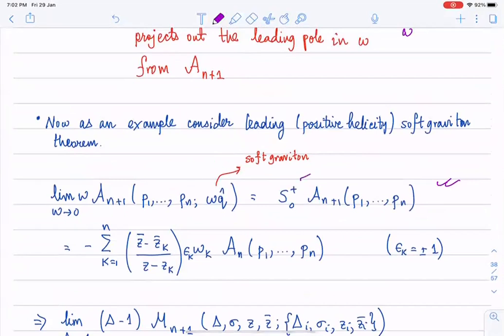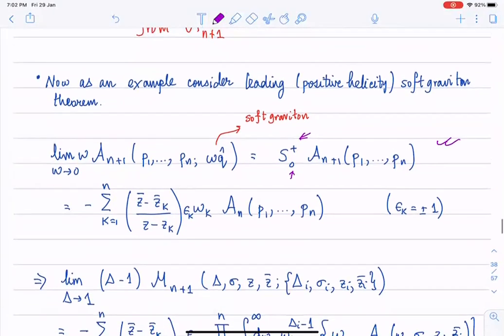So in this case, this plus denotes the helicity of the soft graviton, which in this case will be +2, and the subscript 0 just denotes that this is the leading soft factor. Okay. So as I showed before, this soft factor is some function of the momenta.